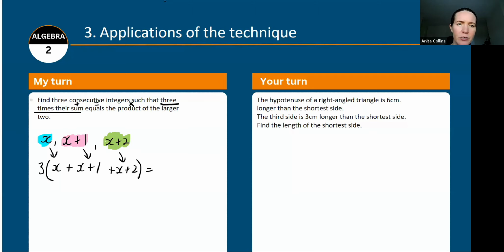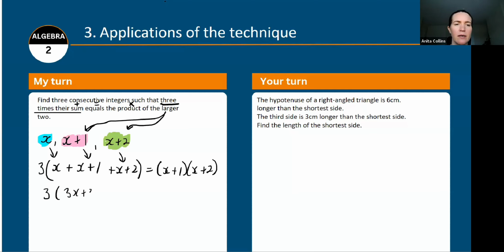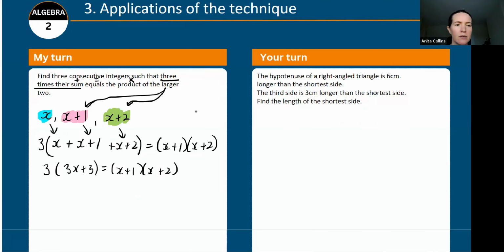Now, which are the larger two? That guy and that guy. The product of them, we're going to multiply them. Okay, so what we've ended up with here is an equation. It's not exactly simultaneous equations, but we did have to piece the information together to find it. So let's see. X and X and X is 3x, plus 3, is equal to X plus 1 times X plus 2. At this stage, you just let your instinct take over and we do some bracket work.